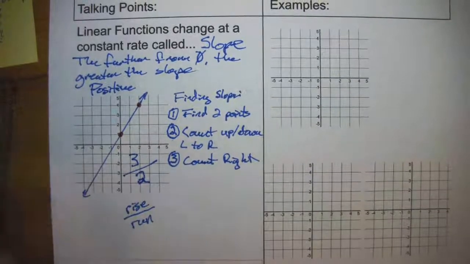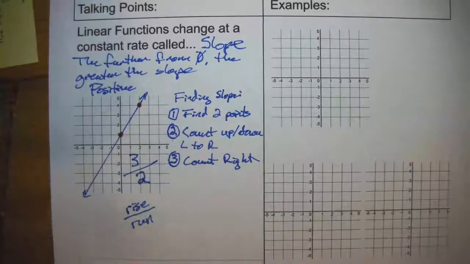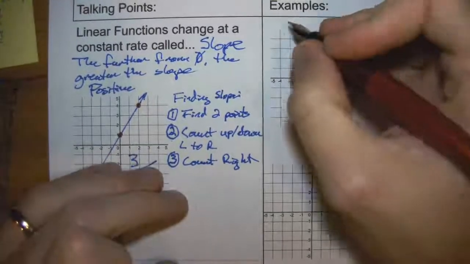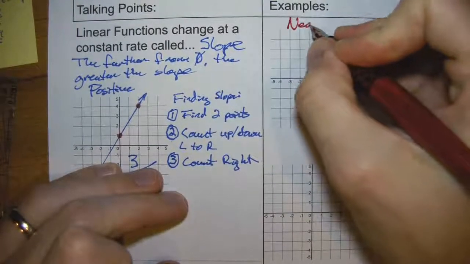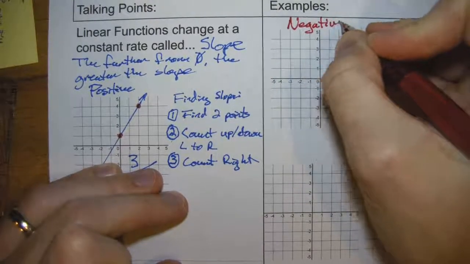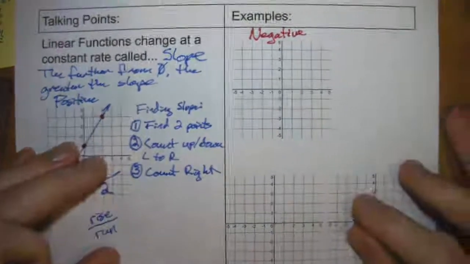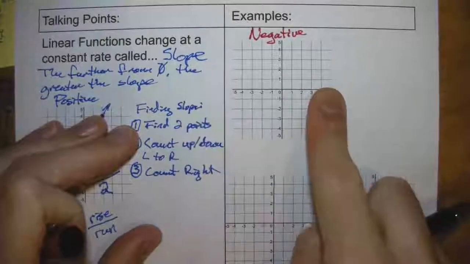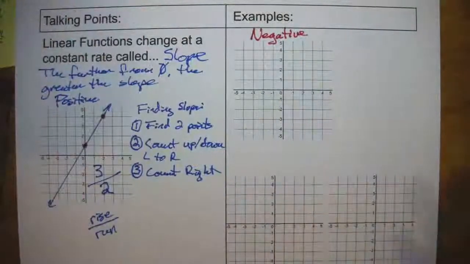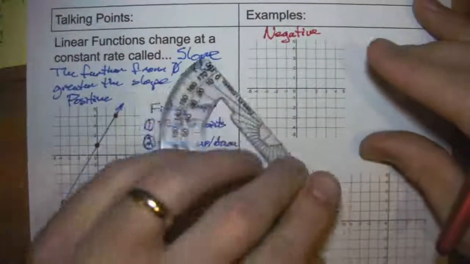So that's positive slope. Let's talk about a different kind of slope. If you can have positive slope, then, as luck would have it, negative slope is possible. And negative slope occurs when our line goes down from left to right. Remember, we always read from left to right. So let's draw one in just so that you can kind of see how this works.